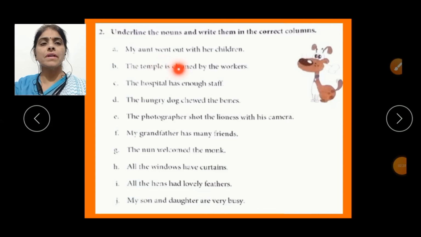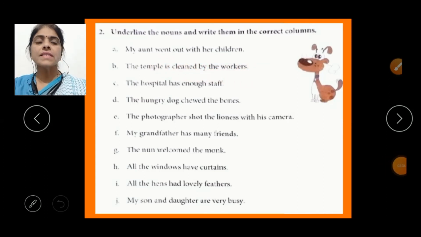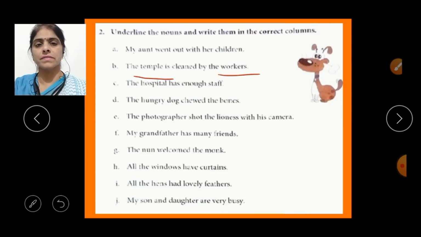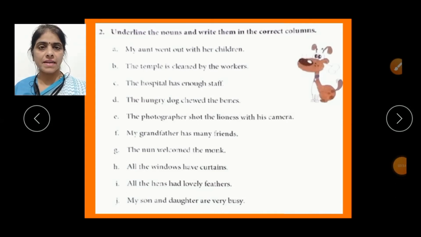The temple is cleaned by the workers. In this sentence, the nouns are temple and workers. As temple refers to a non-living thing, it belongs to neuter gender. And worker is used for both males and females, so it belongs to common gender. Now let's have the third sentence.